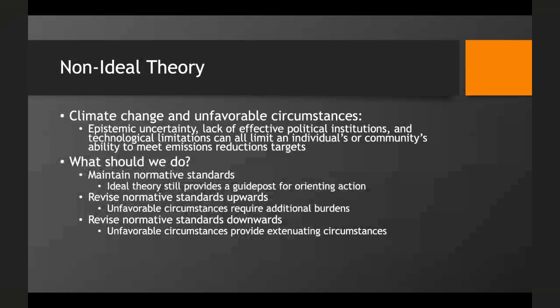Or we can adopt a mix of all three, right? For some people, we might want to maintain normative standards. We might want to revise normative standards upwards for those, based on something like an ability to pay principle. For those who are the most fortunate, they might have extra duties, while we might want to revise our normative standards downwards for those who are less fortunate and relax those duties. So applying a mix of approaches based on individual circumstances is the work of non-ideal theory. So how are we actually going to translate these abstract theory principles of justice into concrete proposals?